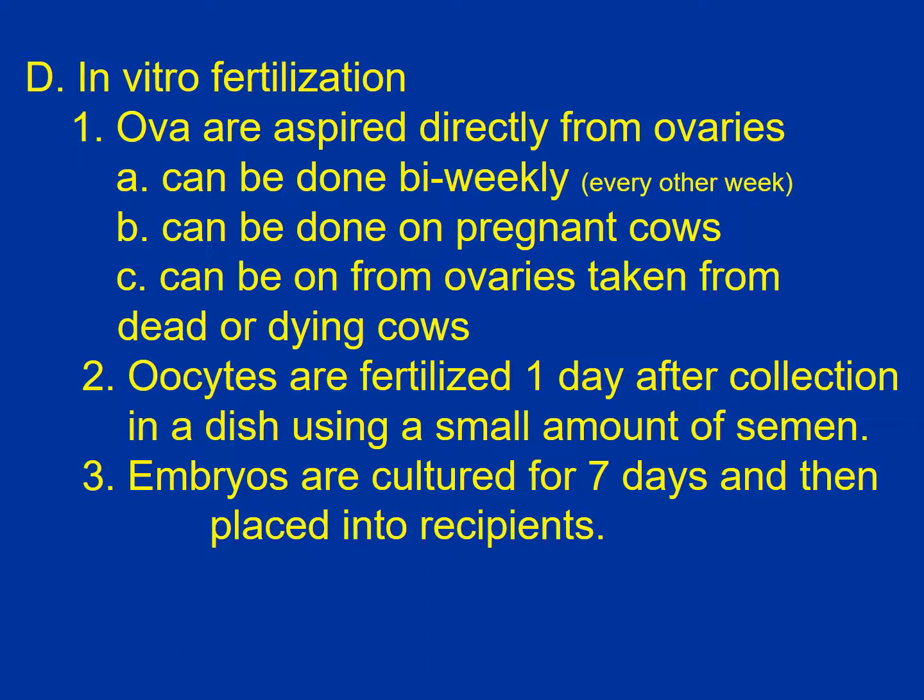A newer procedure is called in vitro fertilization, or IVF, and it's becoming relatively common. In this case, immature ova are aspirated directly from the ovaries. It can be done every other week on an individual. It can be done on pregnant animals as long as the pregnancy is not too far along, so that the ovaries are not way down into the body cavity.